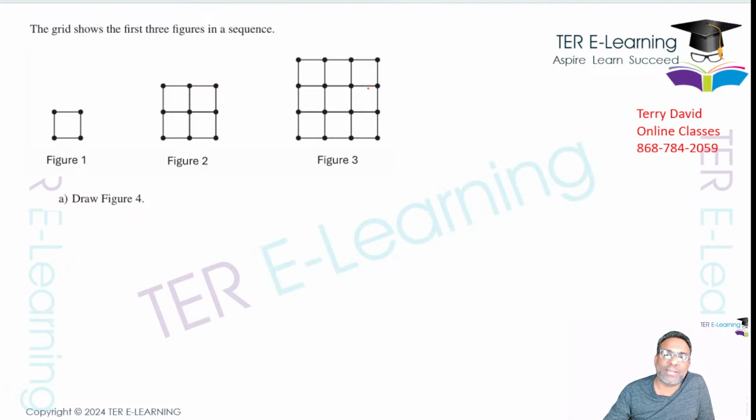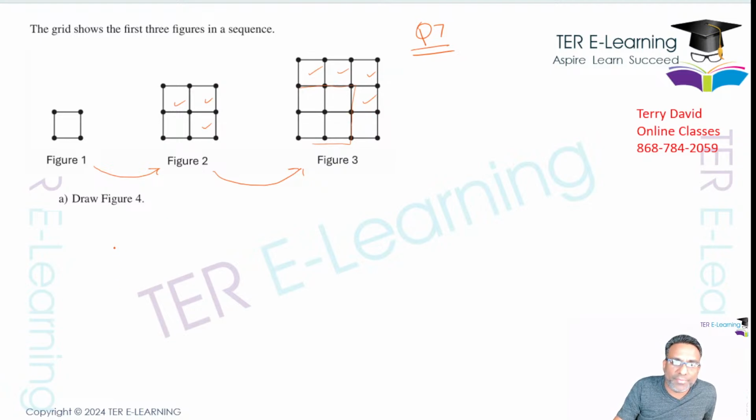Question 7. Question 7 in your exam is always going to be based on some sequence or some pattern or something like that. The grid shows 3 figures in a sequence. So we have figure 1, figure 2, figure 3, and we want to draw figure 4. What you need to do when you're drawing these figures is look to see what is actually changing when you jump from one figure to the next. In this case, the only change is that you added 3 more squares when you jump from figure 2 to figure 3. We added some more in order to create another square. So if I want to create figure 4, it should have a height of 4.